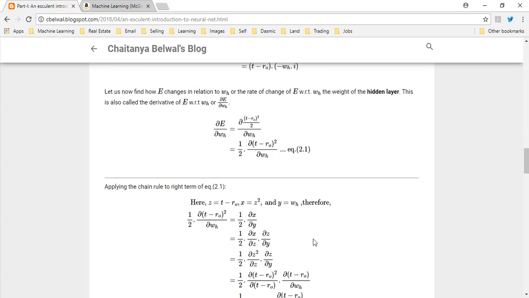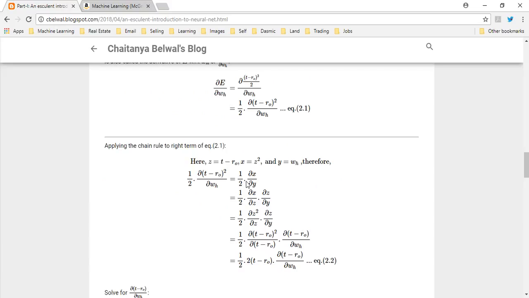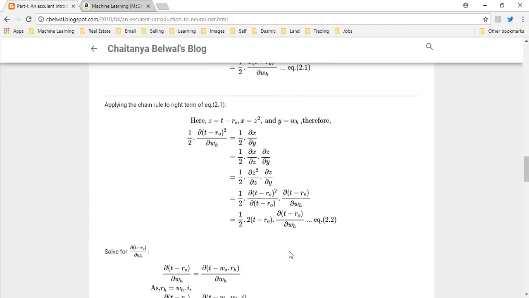Again, applying the chain rule, we put Z equal to T minus R0, X equal to Z square, and the only value that changes is that Y is equal to WH now. In the previous derivation, it was WO. So applying these values, we get dZ square by dZ, dZ by dy. We put in all the values. The only term that is different is T minus R0 upon the partial derivative for WH.